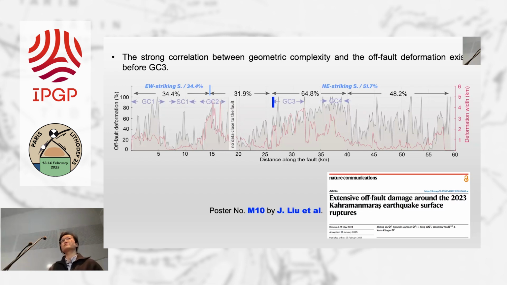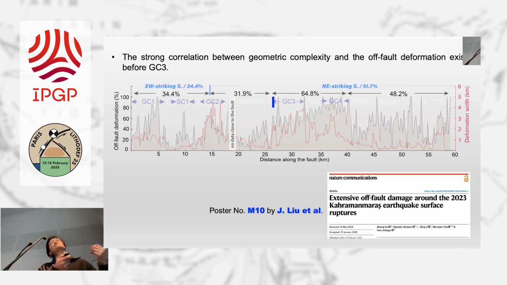The most recent study by Ji Hong also supported this. And I guess maybe some of you already talked to him about his study. Here we find the strong correlation between the geometrical complexity and the off-fault deformation maybe only exists to the west of the section.